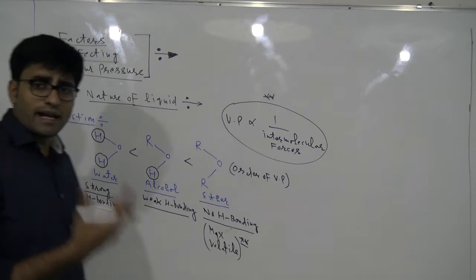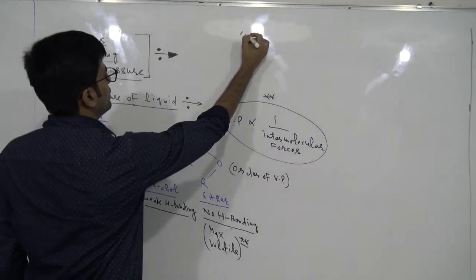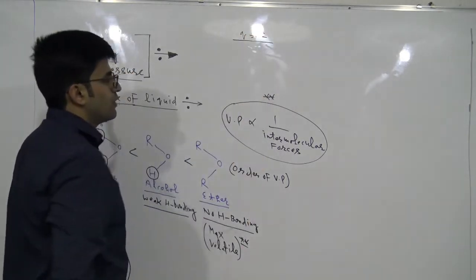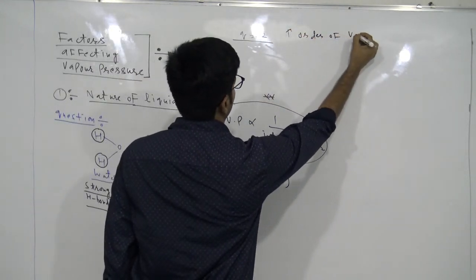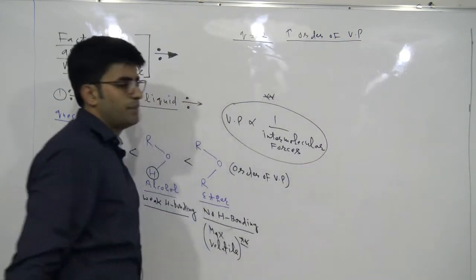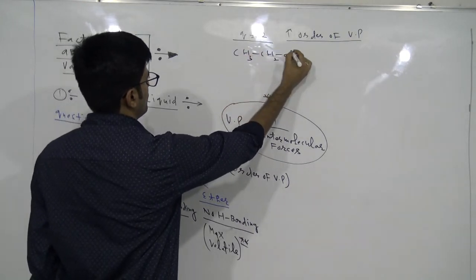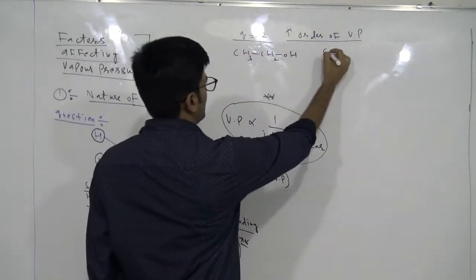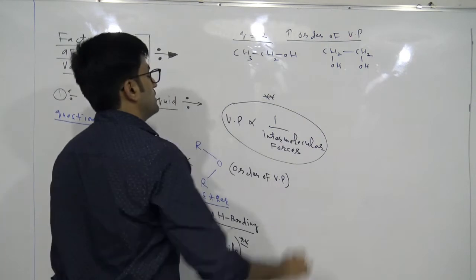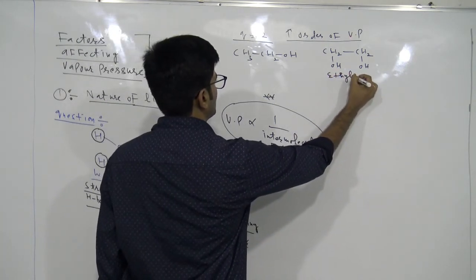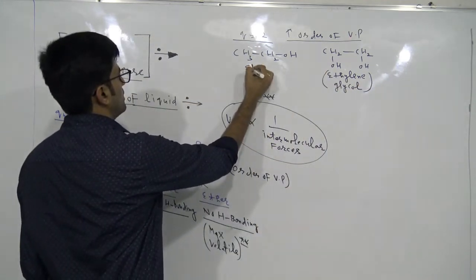Okay, now what about the second question? The second question is also about the nature of liquid. Now you have to tell me the answer. Question number 2 is again the order of vapor pressure. So we have ethanol, CH3CH2OH, this is known as ethanol, and we have CH2OH, CH2OH. This is ethylene glycol.